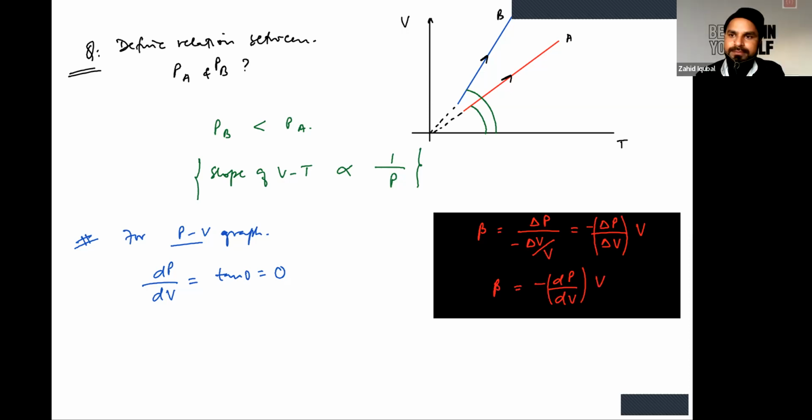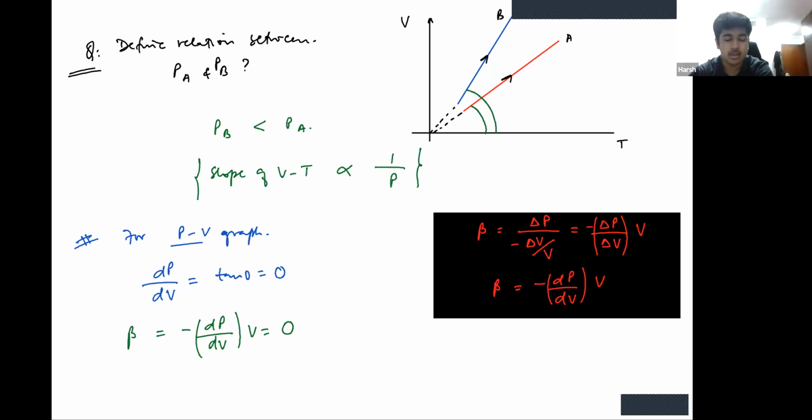Is it clear? Yes, sir. So we can say bulk modulus is equal to minus dP by dV multiplied by V. And dP by dV is 0, so it will become 0. It means there will be no elasticity for this process, that is the isobaric process. Okay, sir. Just write it down.